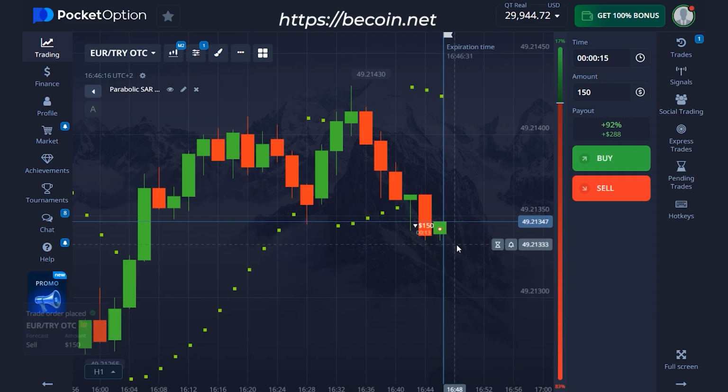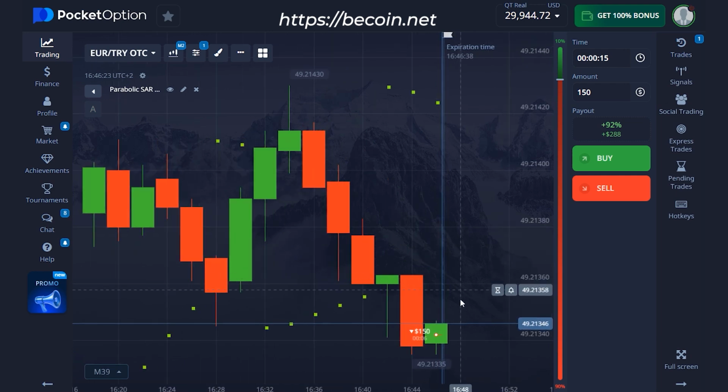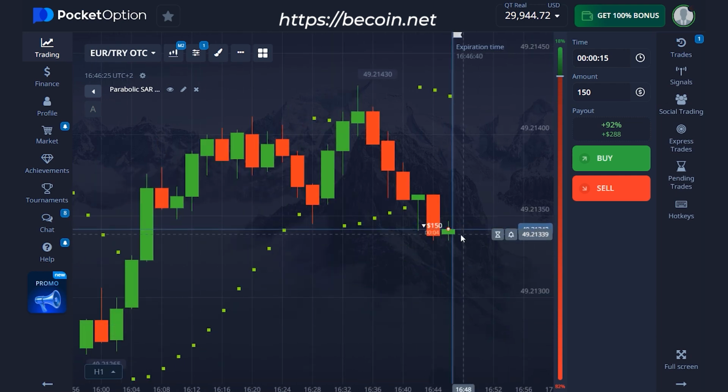The Parabolic SAR always lags a little, but that's actually its advantage. It doesn't try to predict the future, it simply shows the trend reversal that has already begun, and that's often enough for short binary trades.